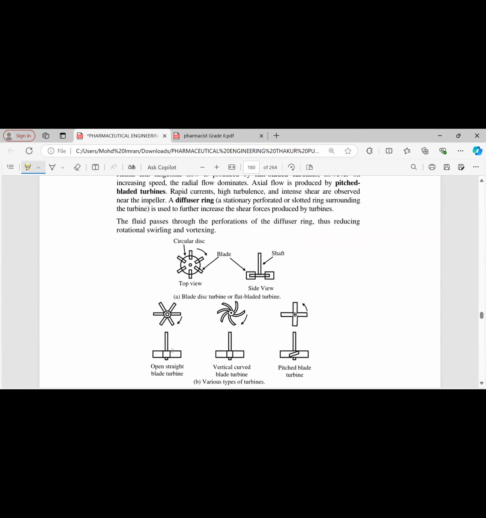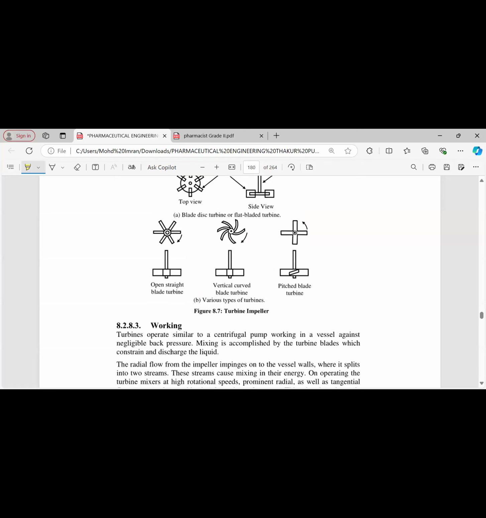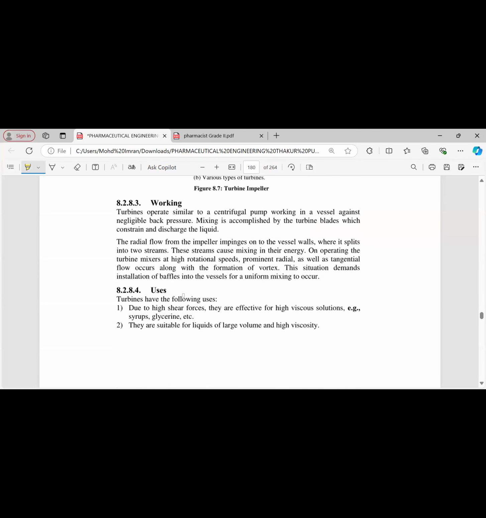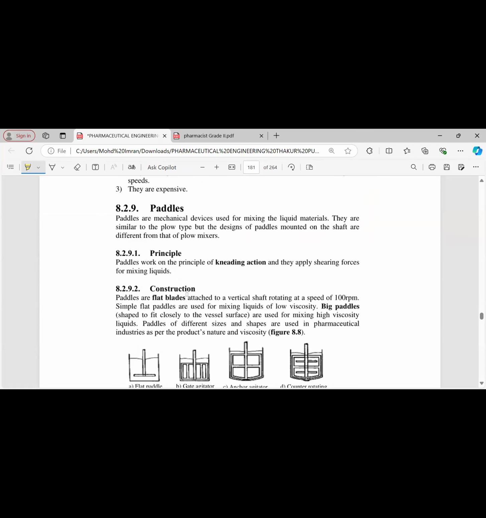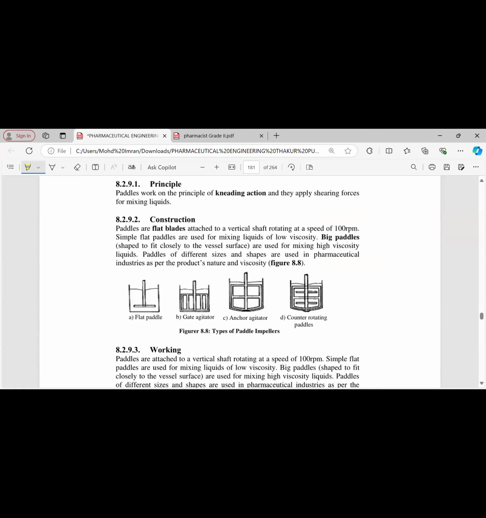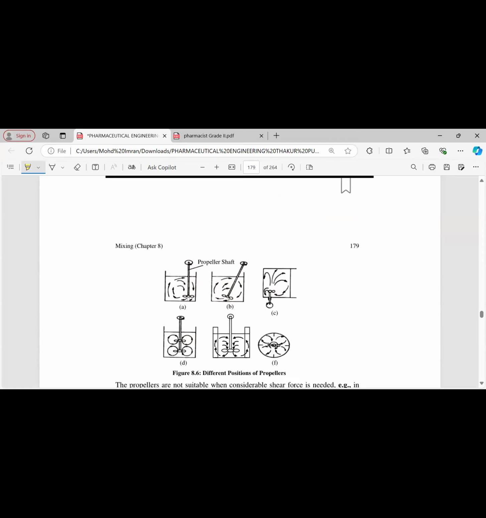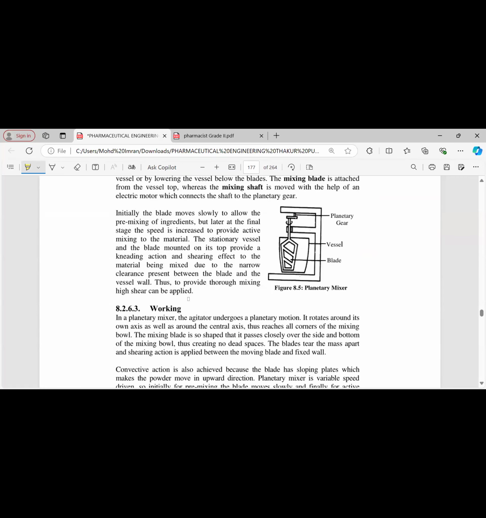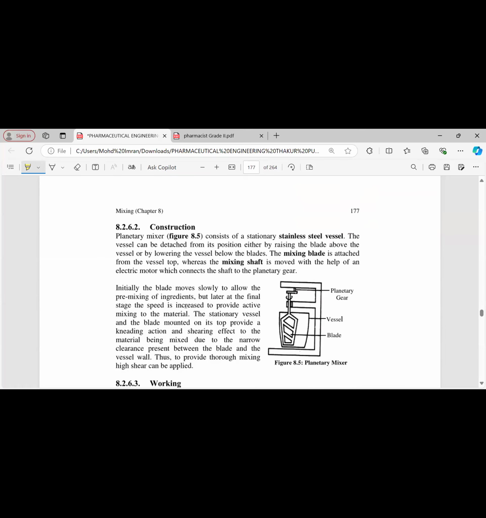Then we can use turbines for liquid mixing. See, these are the turbines. So bladed turbines, impellers are there, right? Propellers are there. So paddles. These three are the equipment generally used for liquid mixing. What are we using? Propellers, turbines, and paddles. You should remember these three. Please note down: used in liquid mixing.